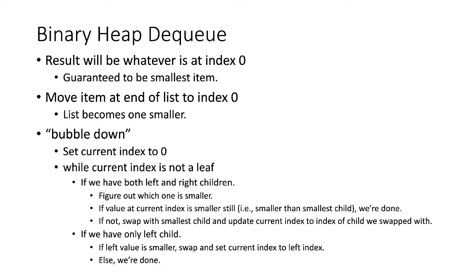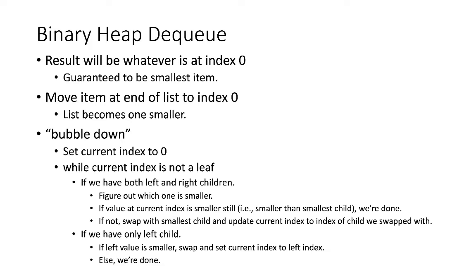So the algorithm for bubbling down is, after we've removed the root, the index 0 item, to be the thing we return, we take whatever is at the end of the list and we move it to be the first item in the list. We copy it into the first item in the list. And then we set the current index to be 0, the root.